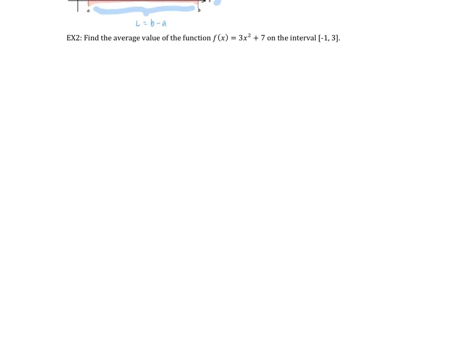Now let's use the formula. If I had to find the average value, so make sure that you read instructions carefully. If you had to find the average value of a function, we could use the integral. Here I have my function. The integral is from -1 to 3, so that would be my a and my b. So I have b minus a is equal to 4.